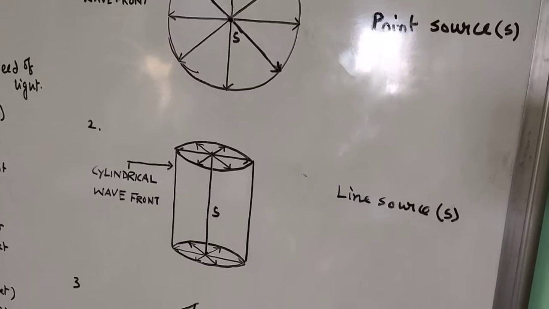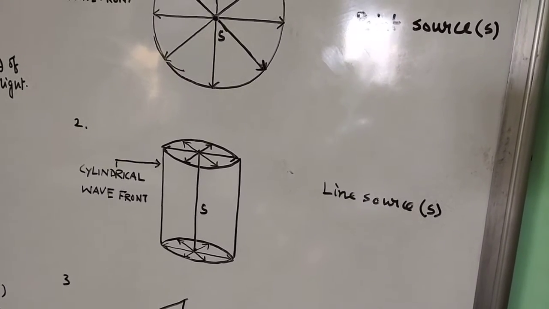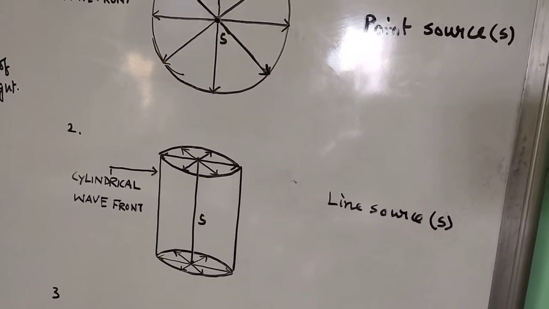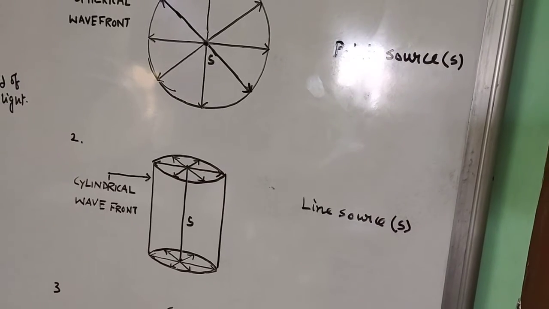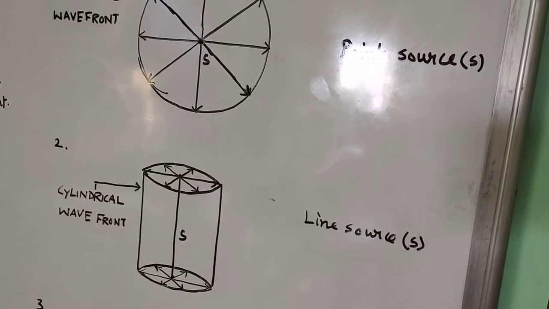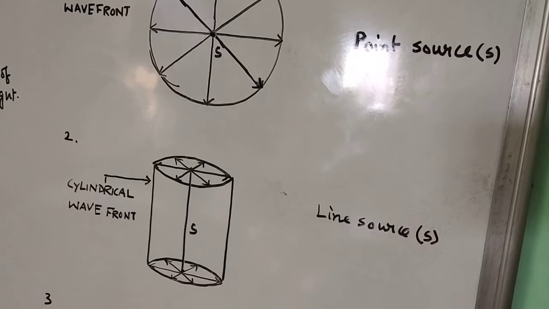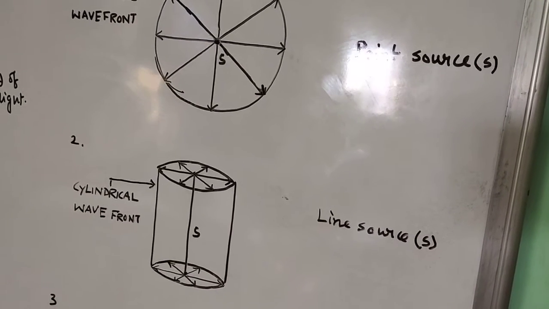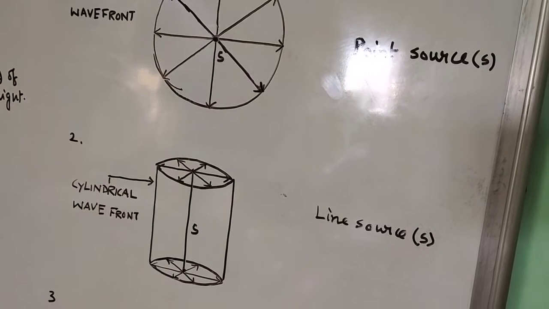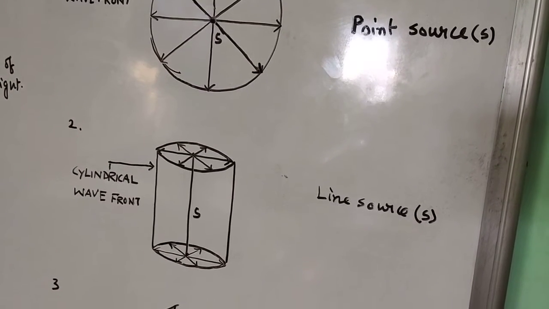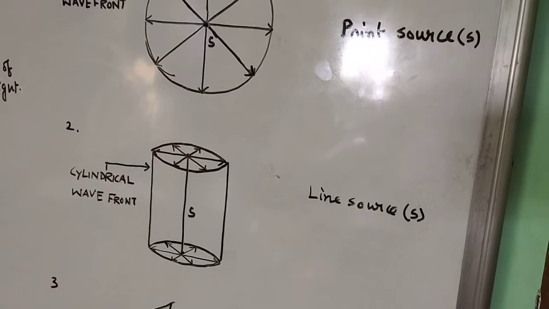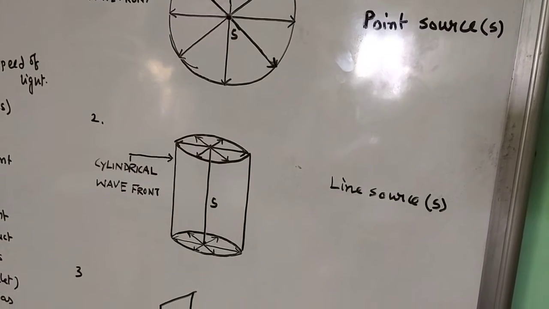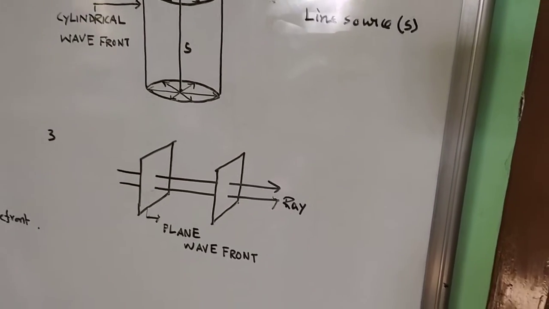Now if we consider a line source, it is basically made up of an infinite number of points. Here we are considering the end points. If you consider the end points, you will get a circle. If you keep going throughout the length of the line source, you will get a cylindrical wavefront. So if the source is a line source, you will get a cylindrical wavefront, because a cylinder has symmetry with the line. Next is your plane wavefront.